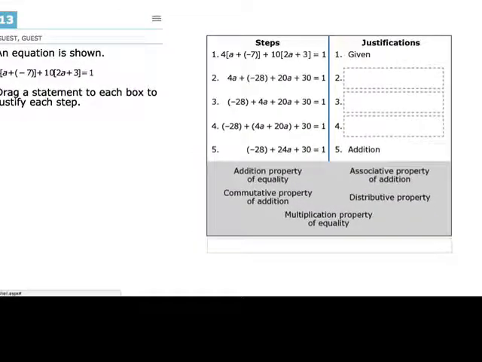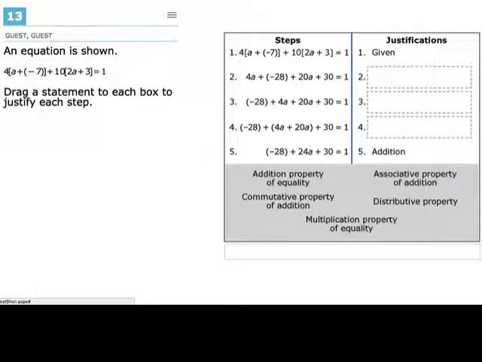Number 13. This type of question says an equation is shown. Drag the statement to the box to justify each step. So we're doing a proof, basically. 4a, yada, yada, yada, is all given. Now a bracket is the same thing as parentheses. We talked about that a little bit. A bracket and parentheses are the same thing.